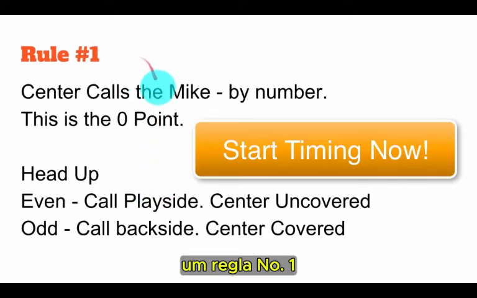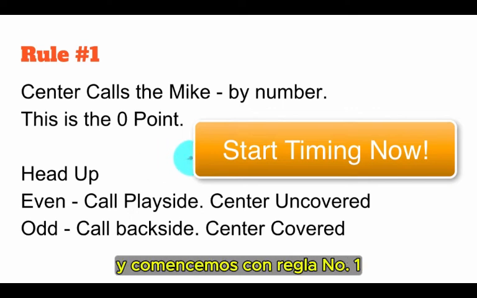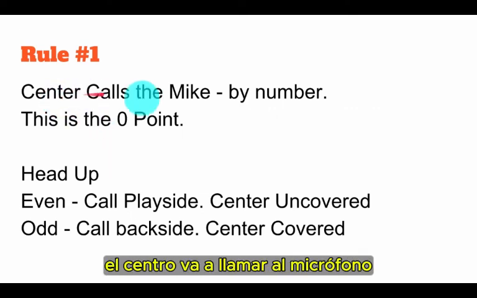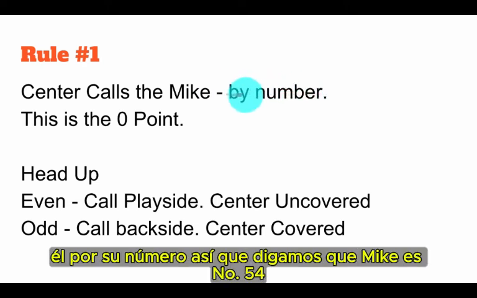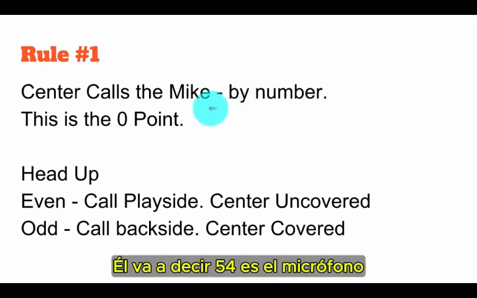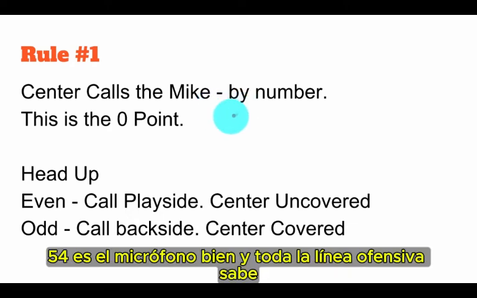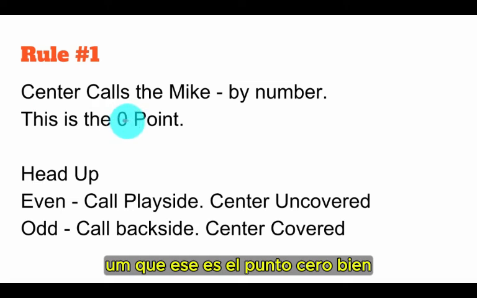Rule number one. I've got 5 basic rules, and let's start with rule number 1. The center is going to call the Mike, and he's going to call him out by his number. So let's say Mike is number 54. Sounds like a good middle linebacker number. He's going to say 54 is the Mike, 54 is the Mike. All the offensive line know that is the 0 point.